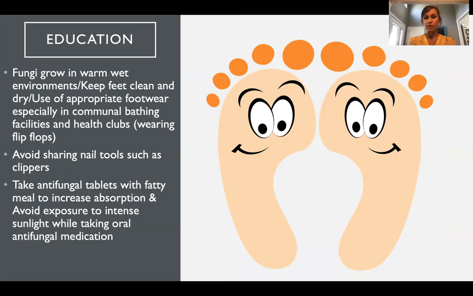They need to avoid sharing nail tools such as toenail clippers or fingernail clippers. And then they also need to know that when they're taking those antifungal tablets, you want to take them with a fatty meal, and that's just to increase the absorption. And also they're going to need to avoid exposure to intense sunlight when they're taking those oral antifungal medications as well, because of the increased risk for photosensitivity.